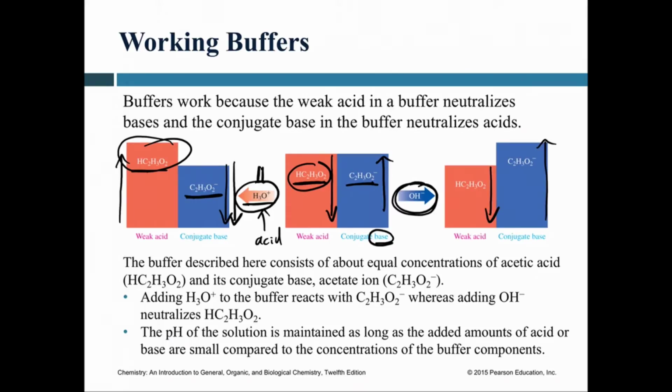Remember, when you add base to a buffered system, the acid will react with it, neutralizing it. If you add acid to a buffered system, the conjugate base will react with it, neutralizing it. All right? That's how these things work. And the equilibrium gets reestablished by the weak acid and the weak base, and they maintain the pH. So the buffered system has a weak acid and a weak base together. If you add acid to it, the weak base will react with it, maintaining the pH. If you add base, the weak acid will react with it, maintaining the pH.